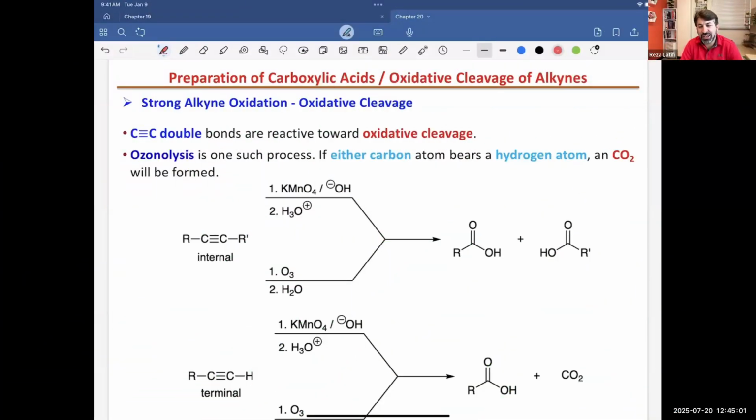We're talking about carboxylic acid, and until now we reviewed the nomenclature and physical properties of carboxylic acid. But I think it's time to ask this question: how can we get carboxylic acid? What's the best method to produce carboxylic acid?